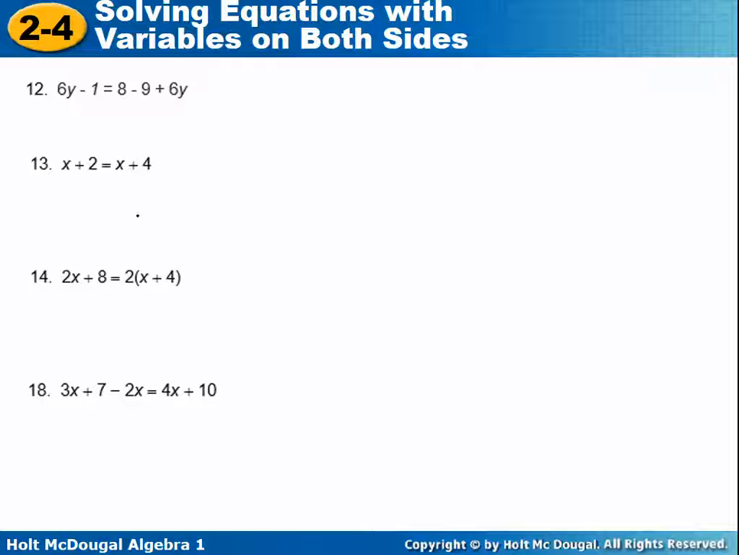Here's some of the problems from your worksheet. There's some more on the worksheet. There's some that I solved. Let's look at number 18. That one looks a little bit long. There's no distributive property to do. There's no parentheses. So let's look for like terms. We've got a 3x and a -2x on the left side. On the right side, 4x and 10, neither of those are like terms. So we combine 3x and -2x, and we get 1x.